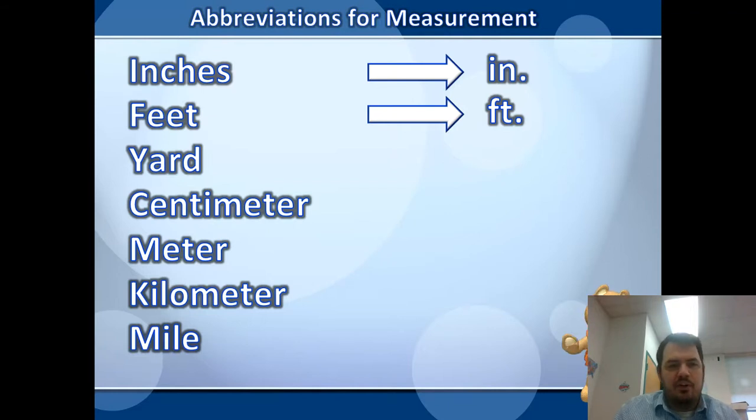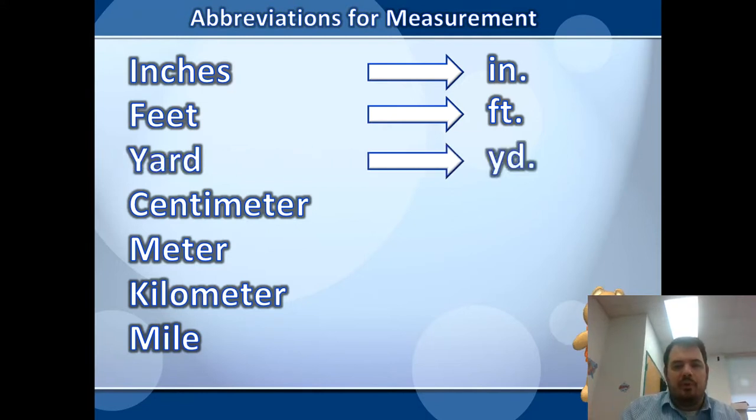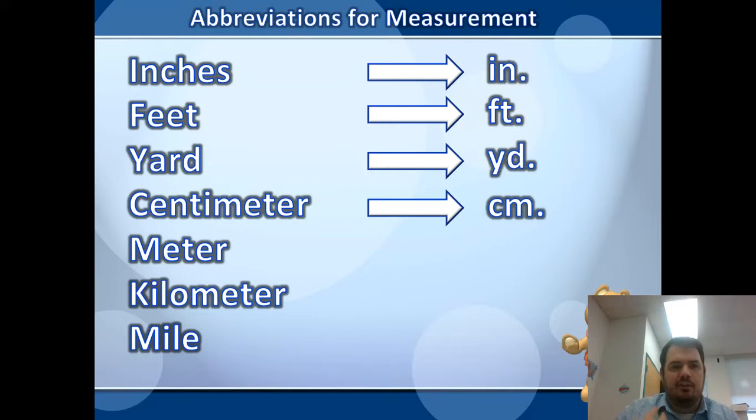Now these ones are tricky. Look at feet. We take the first letter and the last letter. We don't take the whole word and just make it like fe or fee. We take the first letter and the last letter, which is just kind of weird, just what we do here. Same thing with yard. We take the first letter and the last letter. Centimeter is cm. It takes the first letters of each syllable. So C for centi and M for meter, cm period.